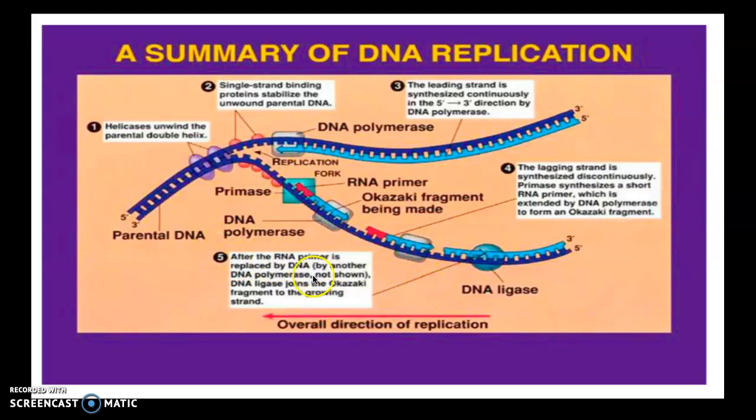And at the very end of the process, after the RNA primer is replaced by DNA, DNA ligase joins the Okazaki fragment to the growing strand. So eventually what happens? All of this will be broken apart, and on one side you'll have a copy, one long strand of a copy. And on the other side you will have a bunch of segments that are going to eventually be joined together by ligase.